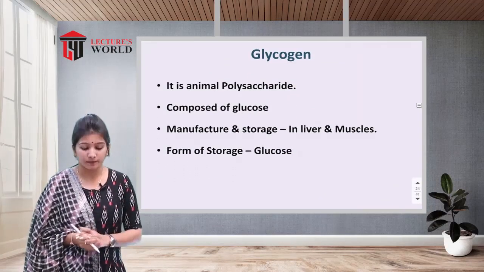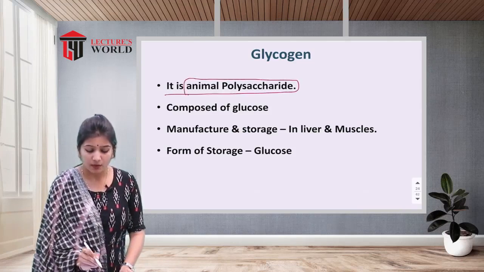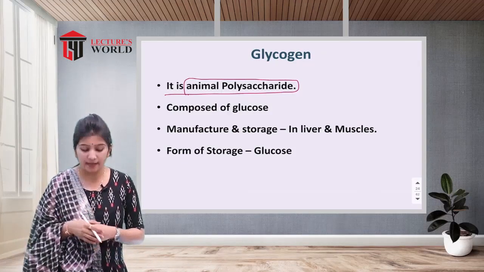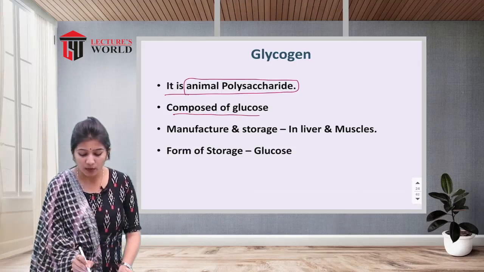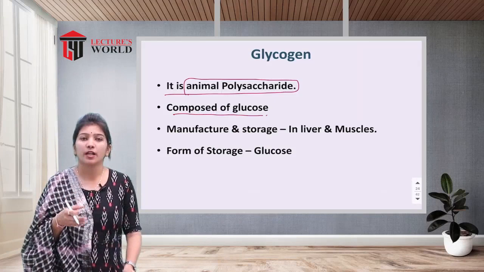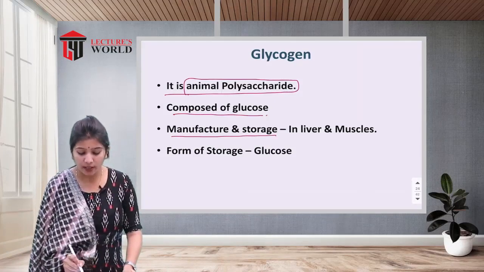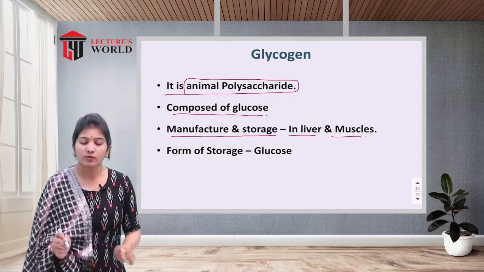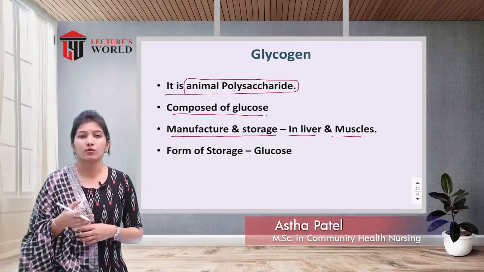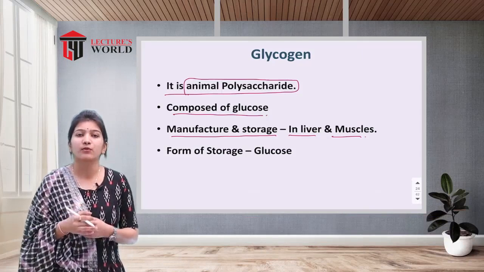Next is glycogen. It is an animal polysaccharide, so we get glycogen from animal sources. It is composed of glucose. Several units of glucose make one chain of glycogen. Glycogen is manufactured and stored in the liver and the muscles. As we have discussed, excess glucose is converted into glycogen with the help of insulin and glucagon, which are secreted from the pancreas.